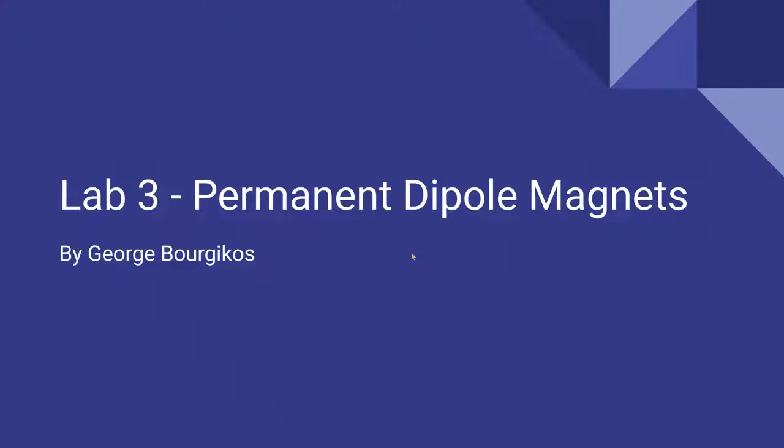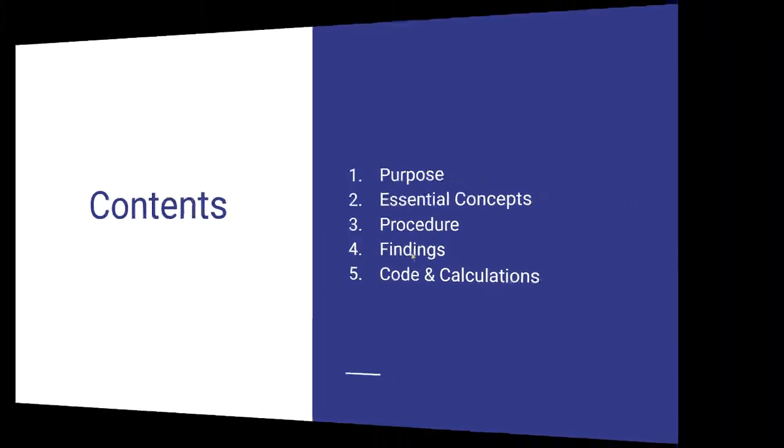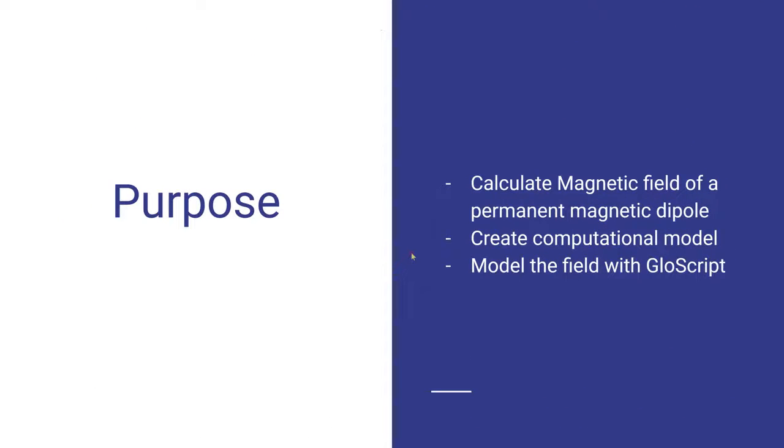Lab 3, where we're doing some stuff with permanent dipole magnets. Okay, so what I'm going to talk about is the purpose, the essential concepts, the procedures for both parts, what I found, and the codes and calculations. All right, so the purpose was to calculate the magnetic field of a permanent magnetic dipole and then create a computational model and also code it in GlowScript for both on-axis and off-axis.